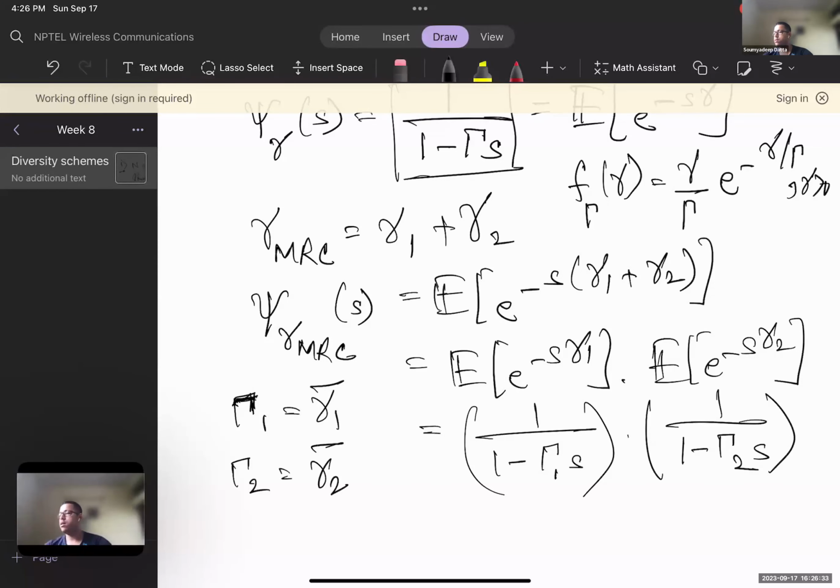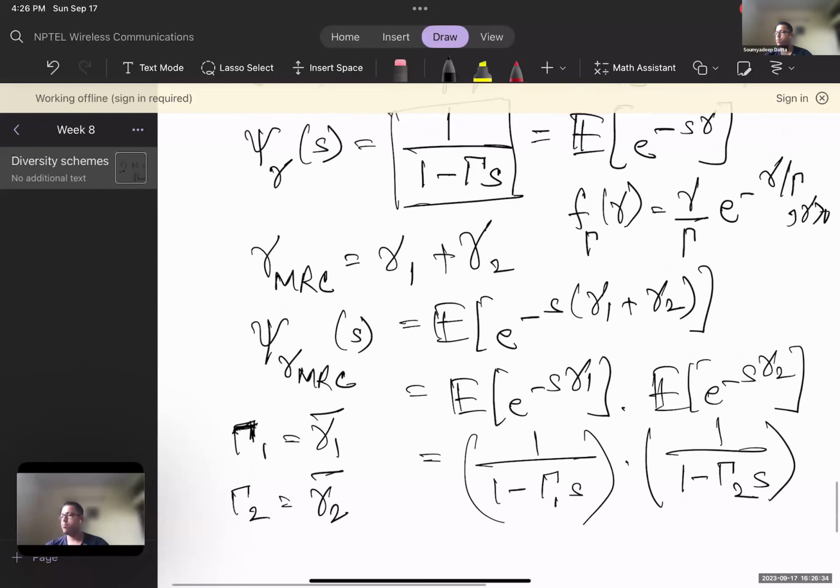Essentially these characteristic functions get multiplied, and so this figures in this calculation for MRC. You will have to multiply these two.